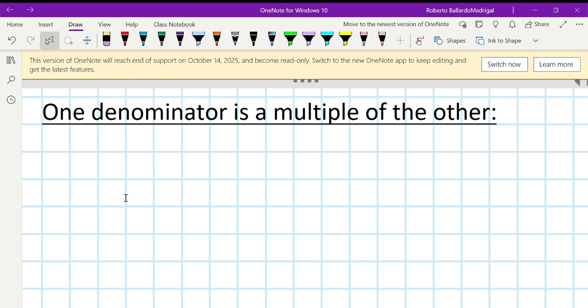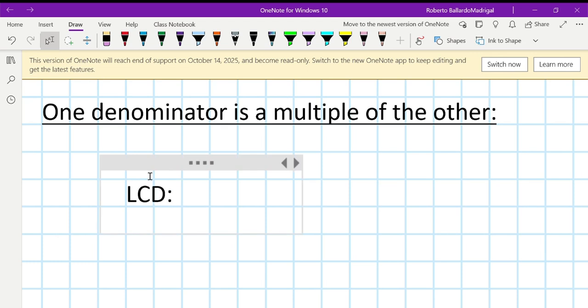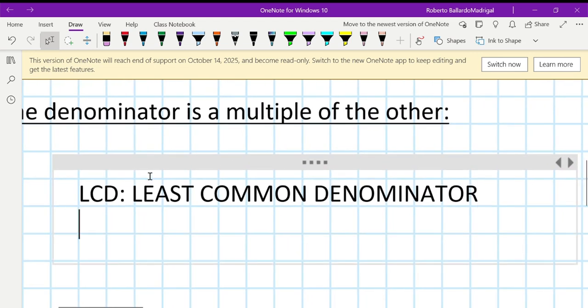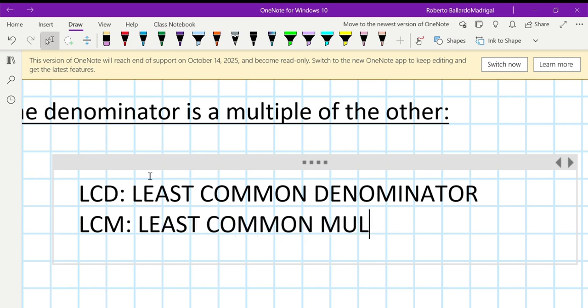So if you have one denominator that is a multiple of the other, then you need to know these terms. You need to know the LCD. And what does the LCD stand for, guys? Least common. Thank you, Posada. Denominator. And you need to know the LCM. What does LCM stand for? Raising your hand. Riley, thank you. Least common multiple.